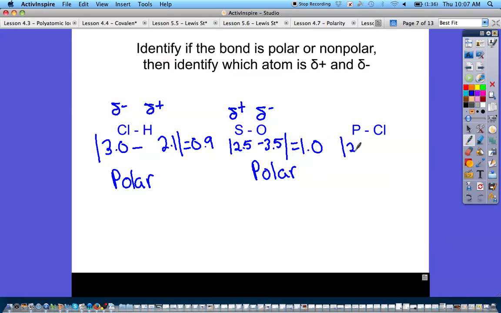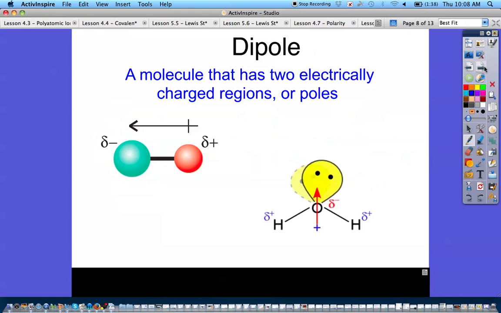Phosphorus has an electronegativity of 2.1, and chlorine has an electronegativity of 3.0. So this is going to give us a difference of 0.9. This is also a polar bond. Partially negative goes with our highest electronegativity, which is chlorine. Partially positive goes with our lowest electronegativity, which is phosphorus. So that's how you figure out your bond polarity.